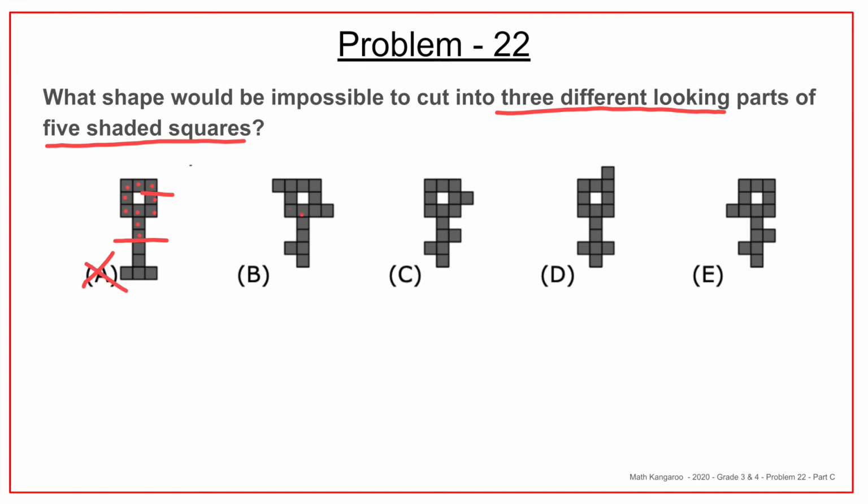Option B, we take 1, 2. We have some leg part in here. And we take 1, 2, 3, 4, 5. 1, 2, 3, 4, 5. That's the same. That's the same.